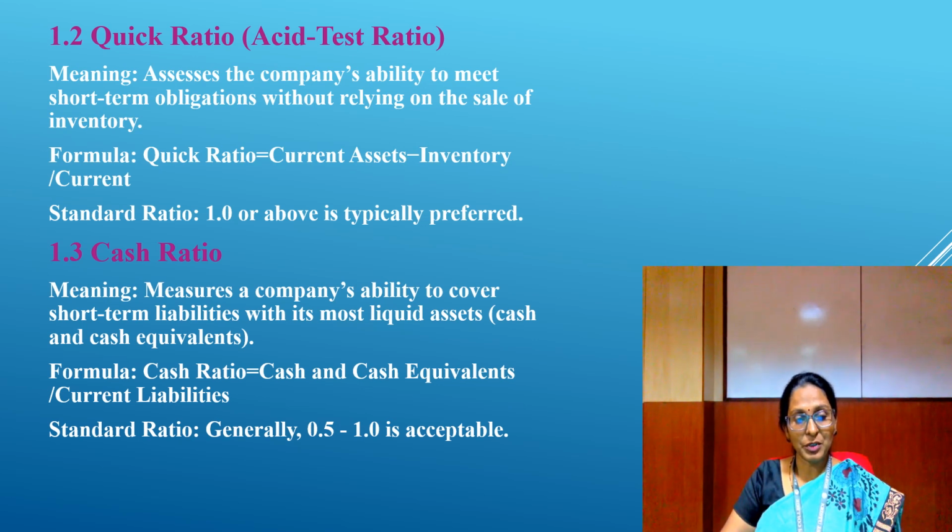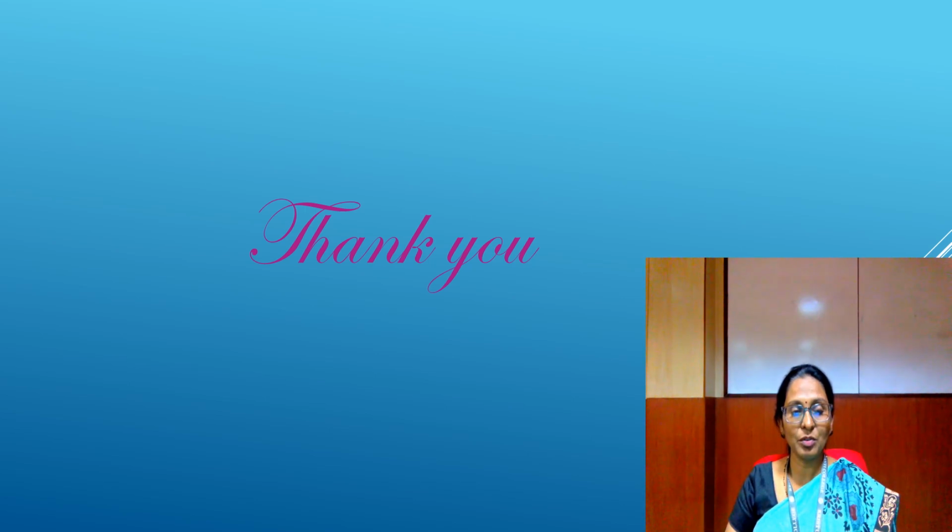Then another ratio which we can use in testing the short-term financial obligations is the cash ratio. The cash ratio measures a company's ability to cover its short-term liabilities. Here we use cash and cash equivalents divided by current liabilities. If the cash ratio comes around 0.5 to 1, we say that it's good and acceptable. With this, I'm going to conclude my discussion.